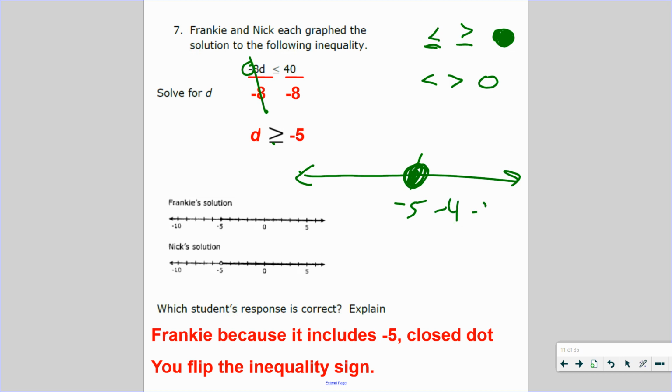So negative 4, negative 3, negative 2. Which numbers are greater than? The negative side or the positive side? The positive side. So we highlight this side. And, oh, it's right here. Oh, hold up. You know what? We can just solve this because we know this is a closed dot because it's equal to, and that's the only one that's a closed dot.